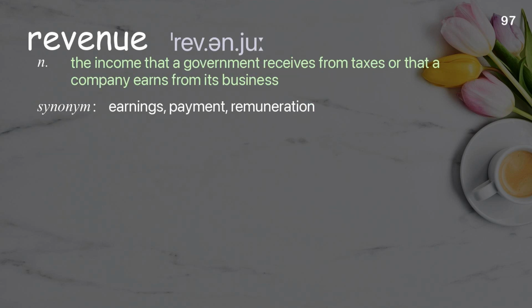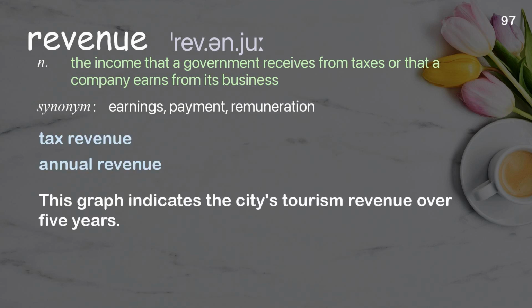Revenue. The income that a government receives from taxes or that a company earns from its business. Examples: Tax revenue. Annual revenue. This graph indicates the city's tourism revenue over 5 years.